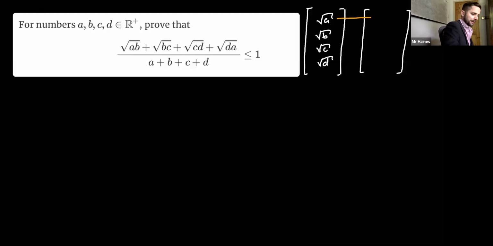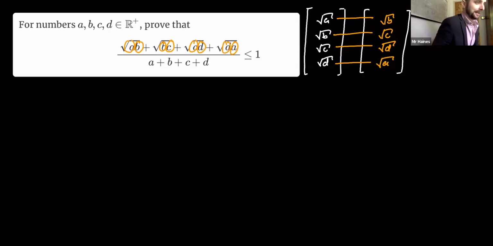Remember, this number gets times by that number, and this number gets times by that number, and so on the left-hand side. So we've got root A, it's getting times by root B. So let's try root B there. And root B is getting times by root C. So let's try root C there, and so on. So we've got root C times root D. So if we put root D there, and we put root A there, then maybe, if we're lucky, this is going to work. We'll see. Let's give it a go.